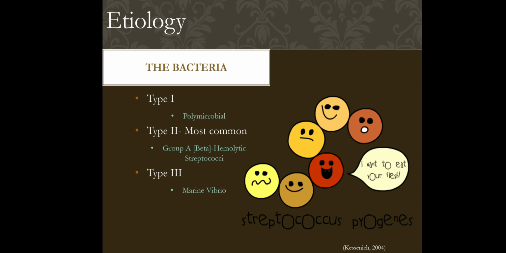The etiology: the bacteria. Type 1 is polymicrobial, type 2 is most commonly group A beta-hemolytic streptococcus, and type 3 is marine Vibrio.